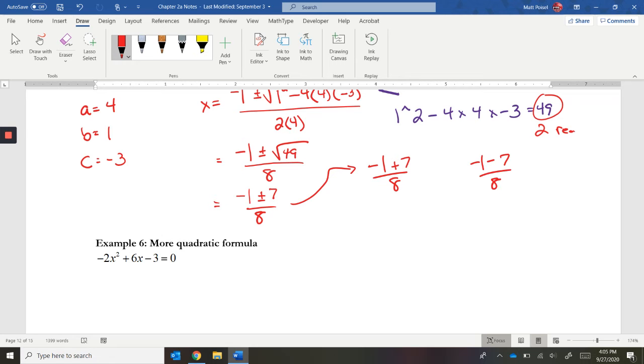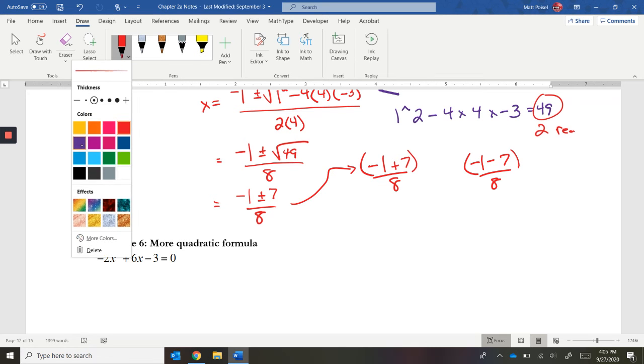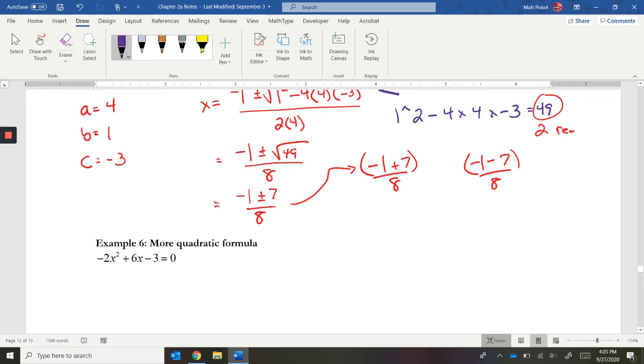I am okay if you use your calculators on this one. These are pretty easy, but what you need to be really careful about is the top needs to be in parentheses. If you're going to use your calculator, which I encourage, put negative 1 plus 7, close the parentheses, divided by 8, hit equals. Then write your answer, clear it, start over, negative 1 minus 7 in parentheses, divided by 8, hit equals.